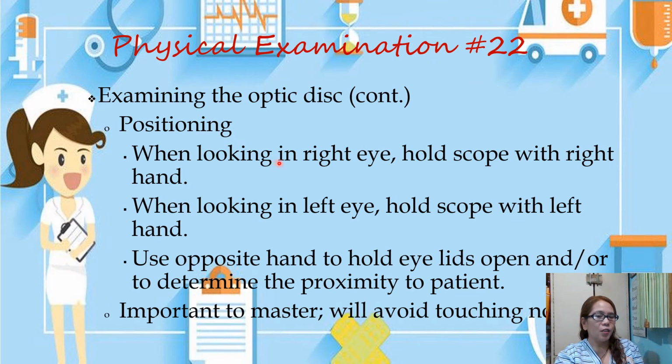Okay. You have to adjust the positioning of your client. Especially when you are looking in the right eye, you have to hold the scope with your right hand. When looking in the left eye, you have to hold the ophthalmoscope with your left hand also. You have to use the opposite hand to hold the eyelids, para i-open mo yung eyelids ng patient, and to determine the proximity of the patient. So it is important to master the technique of using the ophthalmoscope to avoid touching the nose of the client.